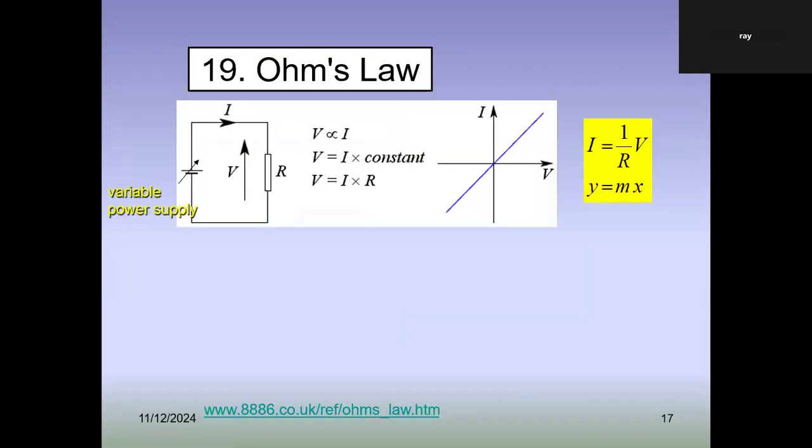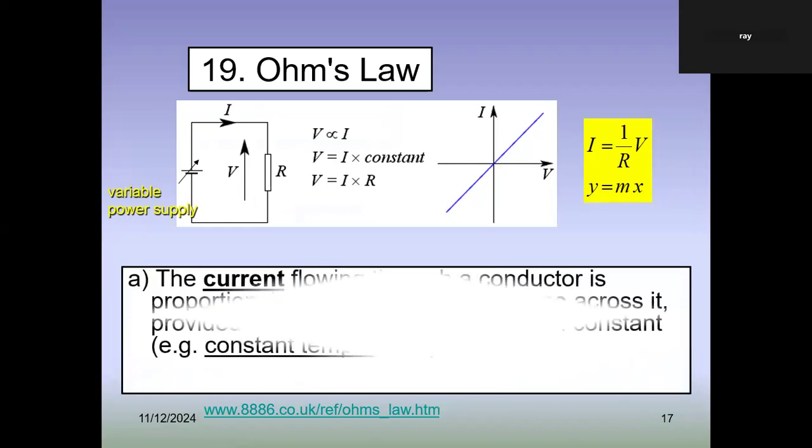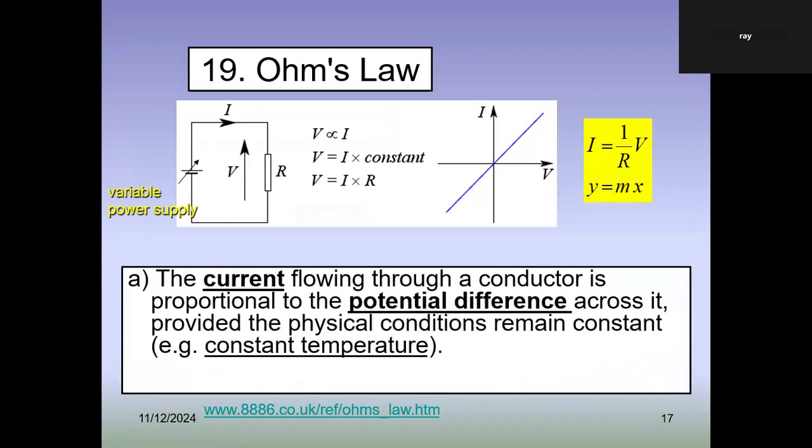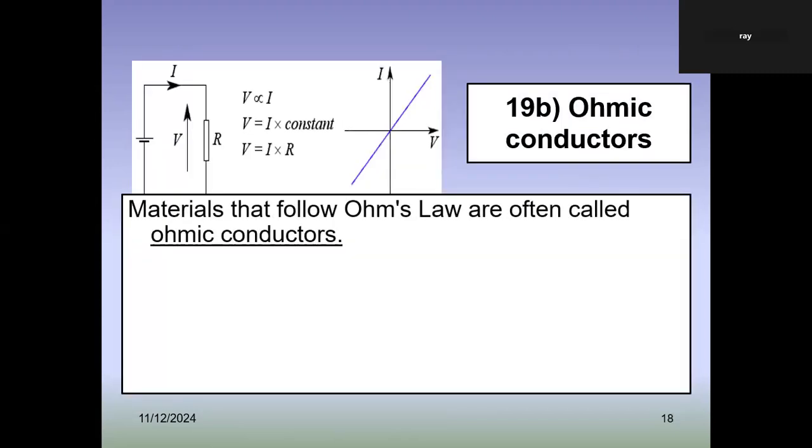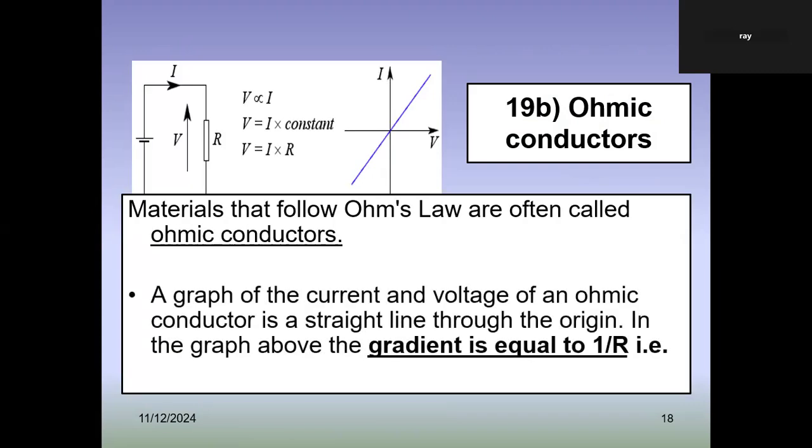Ohm's law. The current flowing through a conductor is proportional to the potential difference across it, provided physical conditions remain constant. An example of a physical condition is temperature. Temperature doesn't change. A material that follows Ohm's law is called an ohmic conductor. The graph of current and voltage of an ohmic conductor is a straight line passing through the origin.